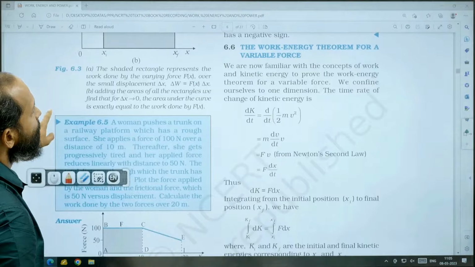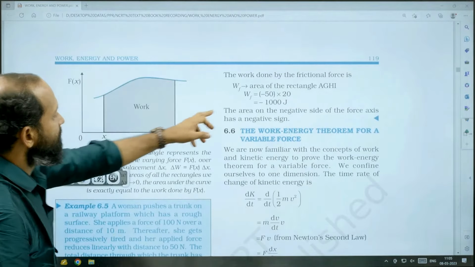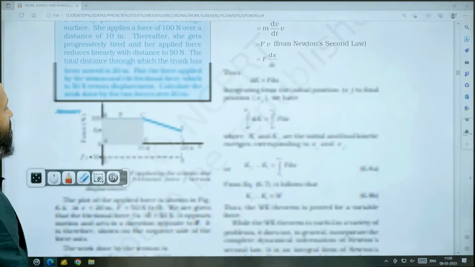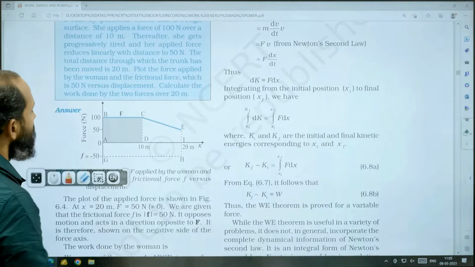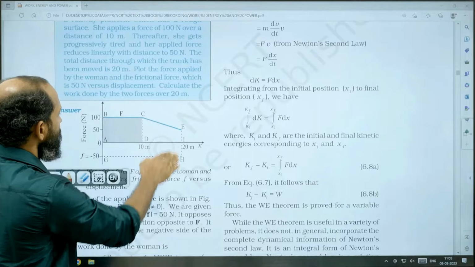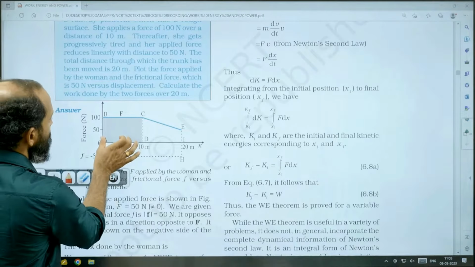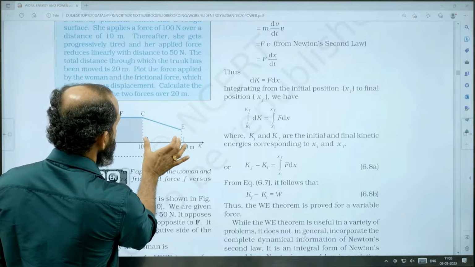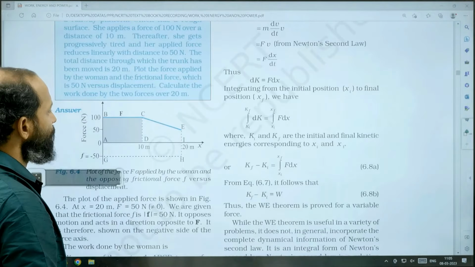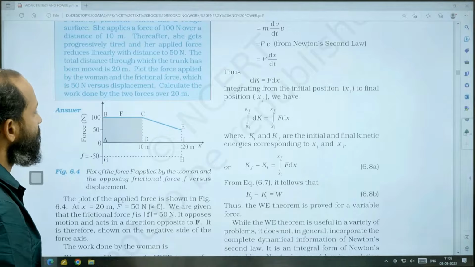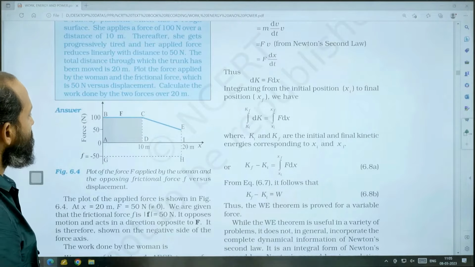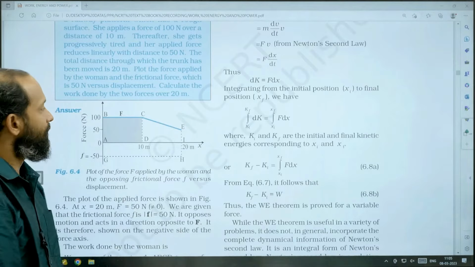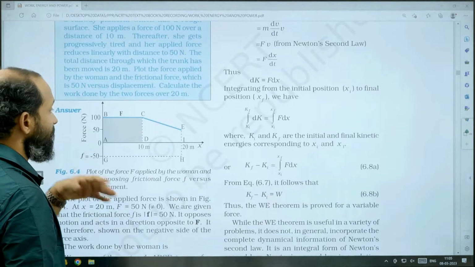Now, what does the applied force do? For that, you find the area under this graph: area of this rectangle plus area of this triangle plus rectangle. Or you can make use of area of a trapezium plus area of that rectangle. Then you will get the total work done, because that work is positive.